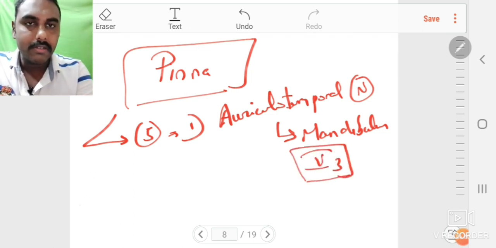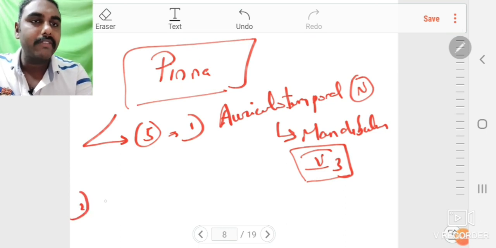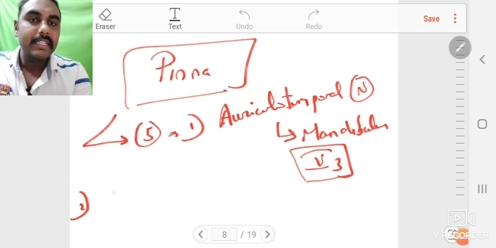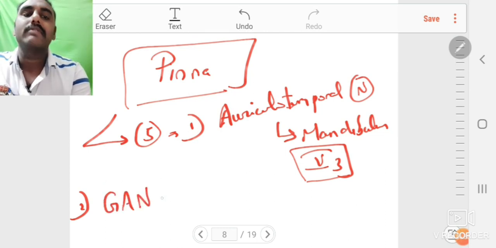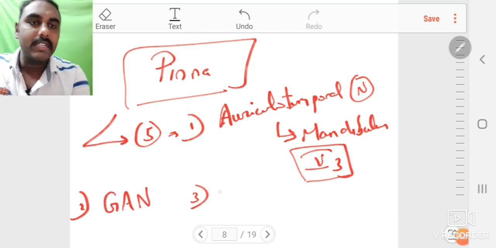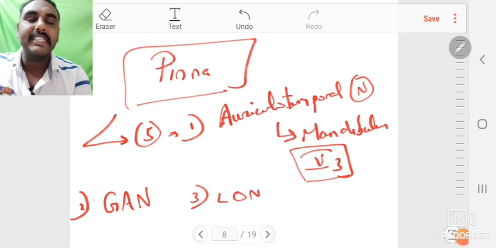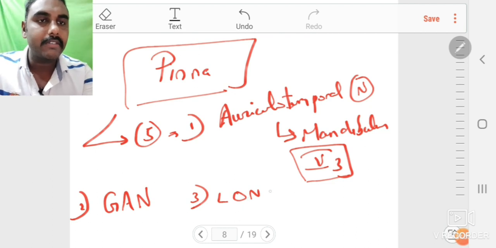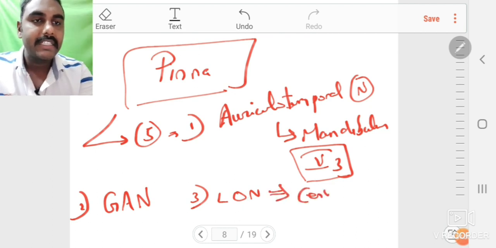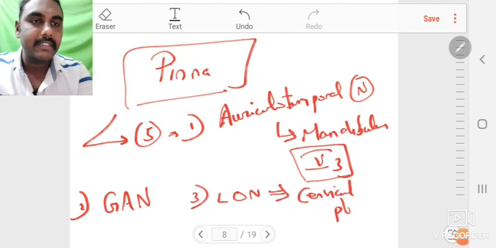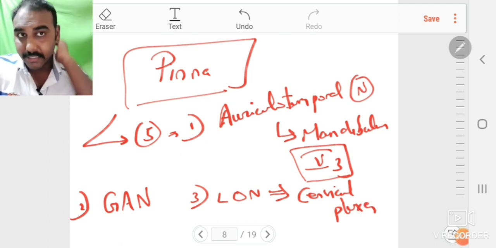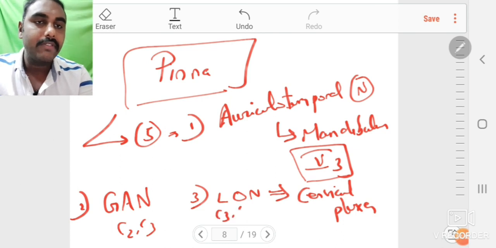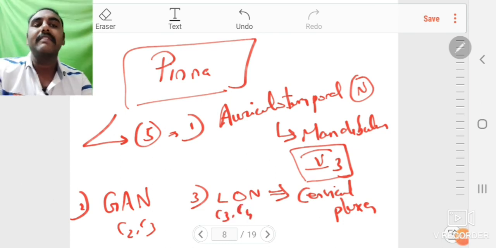Okay, so what are the other nerve supplies of the pinna? Next is the greater auricular nerve, and the third one is the lesser occipital nerve. These three are the main nerve supply of the pinna. The greater auricular nerve and lesser occipital nerve are both supplied by the cervical plexus, that is C2, C3 and C3, C4.